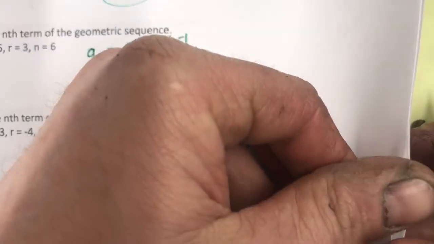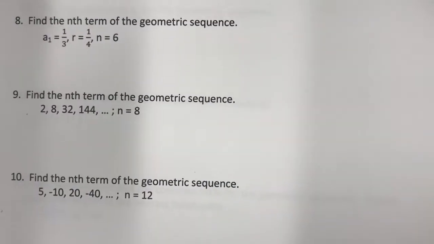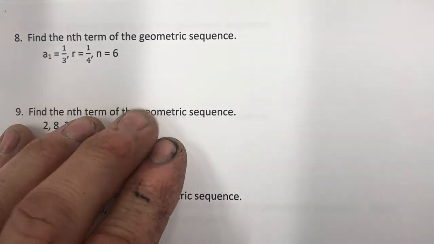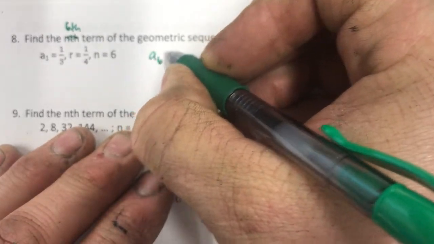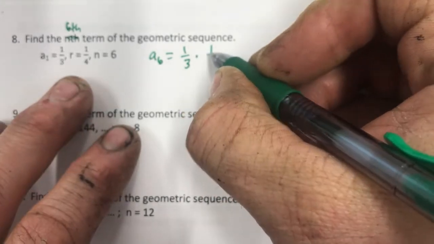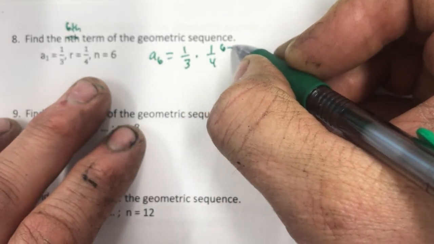Okay. Number 8. Find the nth term here. N is 6, so we want to find the 6th term. So a sub 6 is going to be a sub 1, which is 1/3, times my r, which is 1/4, to the 6 minus 1 power.